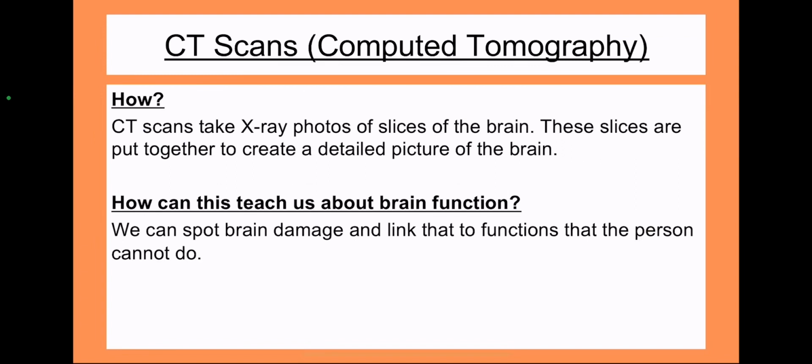we will use them to identify a function that a person cannot complete, let's say speech production, and we will look for brain damage that is clearly displayed on the CT scanner. And we can make that little link there, that that brain area that is damaged must be responsible for the function that that person can't do.